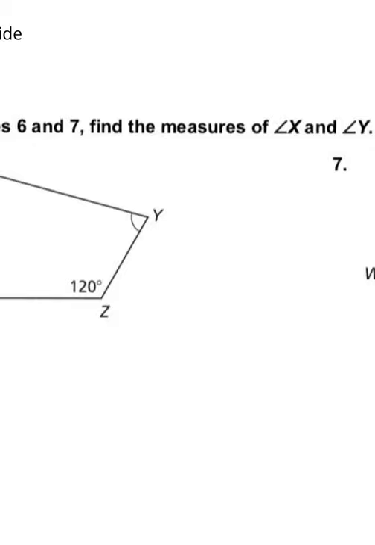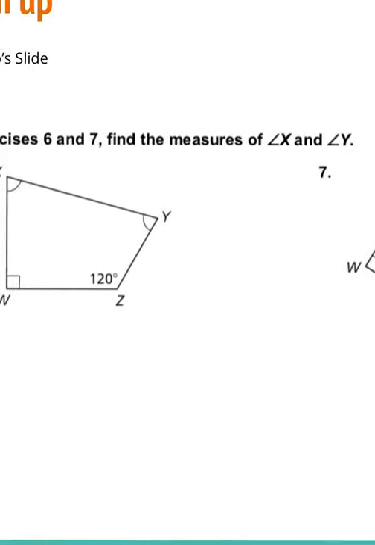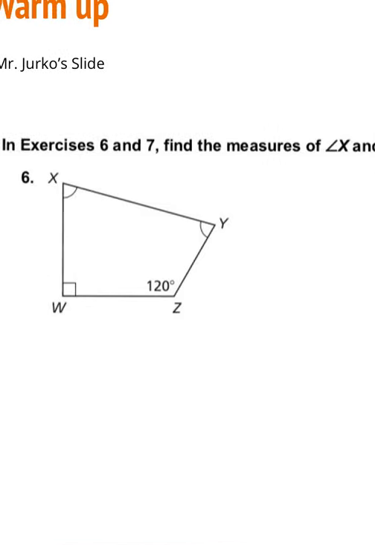Since angle W is identified as a right angle, that means it's 90 degrees. Good. We know that angle W is 90 degrees. And it has 4 sides, so all the angles together should measure up to 360. Good. So n equals 4.